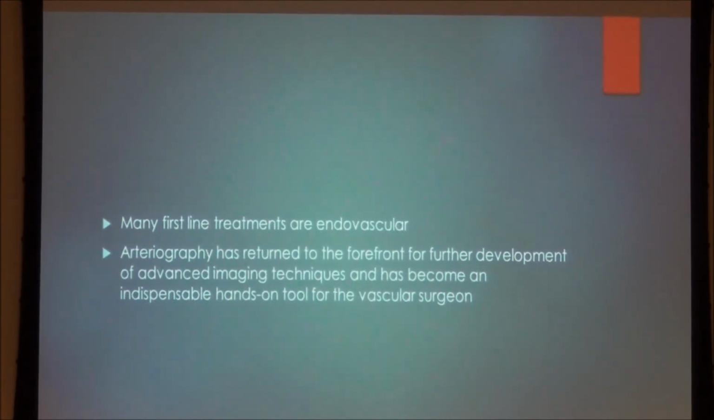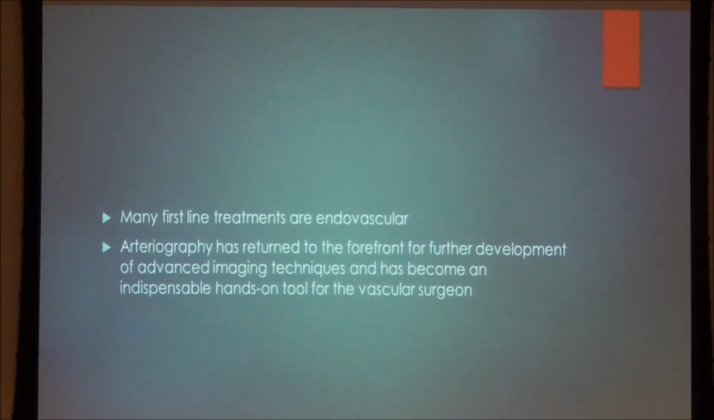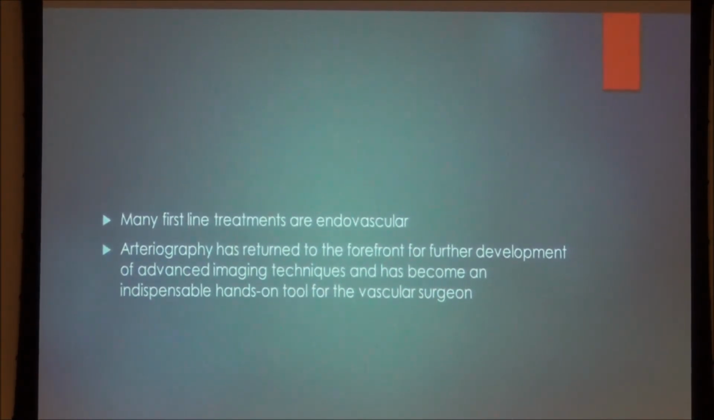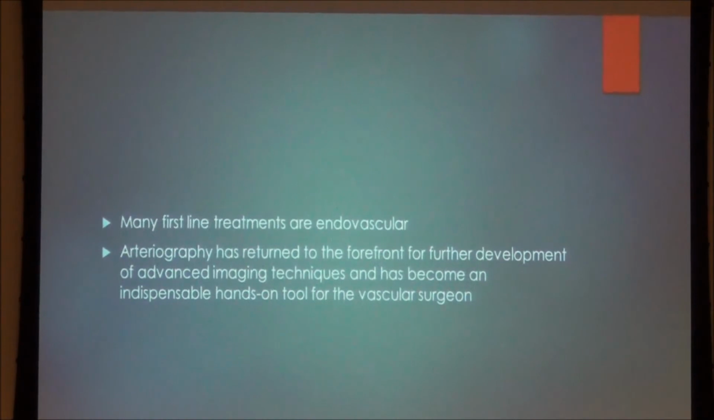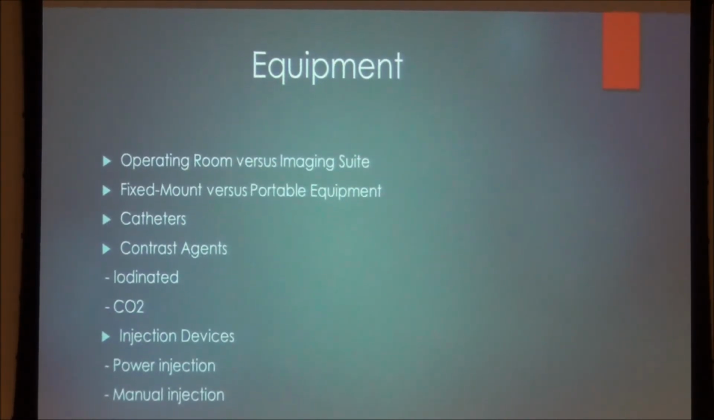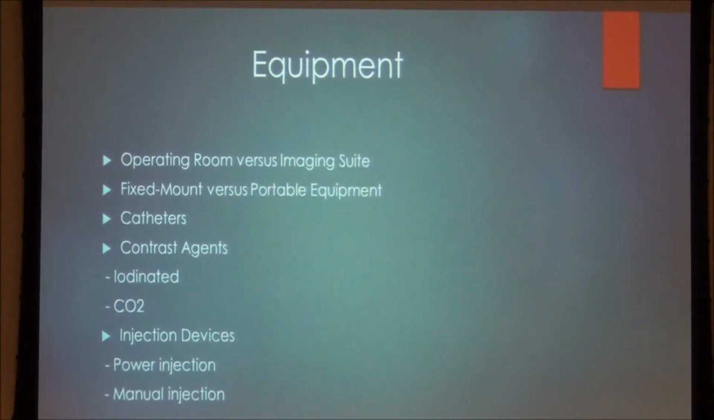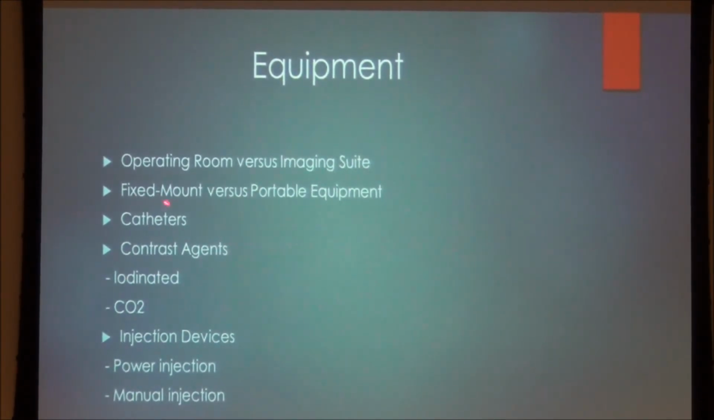Also, arteriography has returned to the forefront of further development of advancing imaging techniques, and has become an indispensable hands-on tool for vascular surgeons, interventional radiologists, and cardiologists. In order to do a catheter angiogram, you need the operating room, imaging suite, or hybrid room. You can do it with a fixed mount or portable equipment, which is mostly used in the operating room.